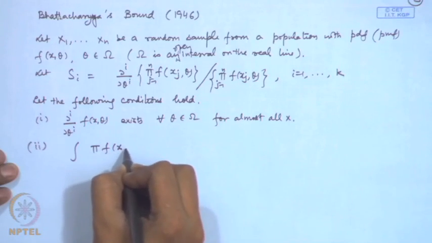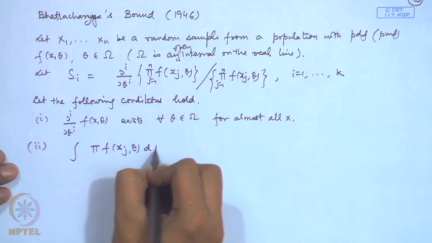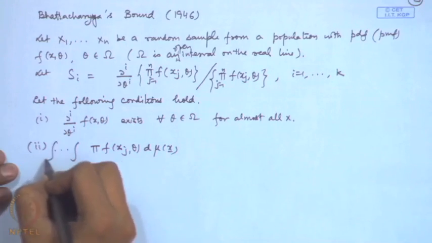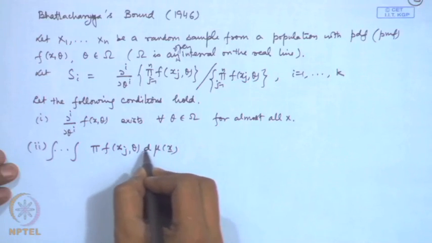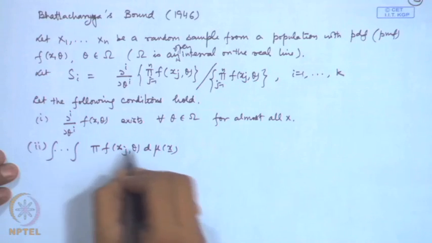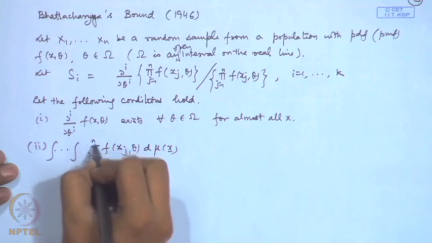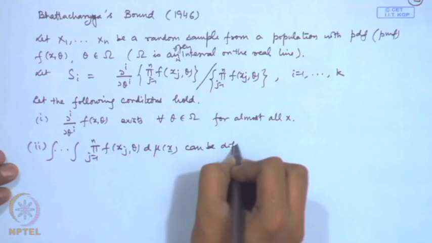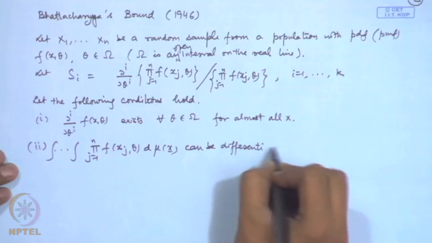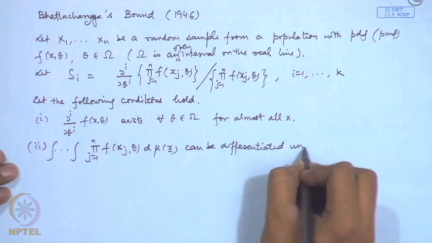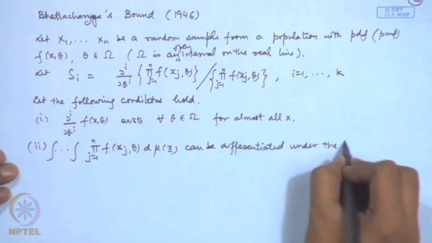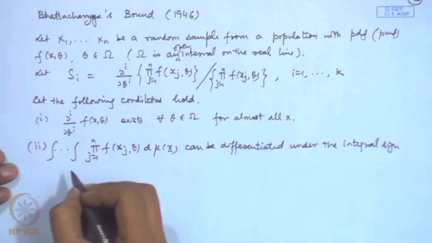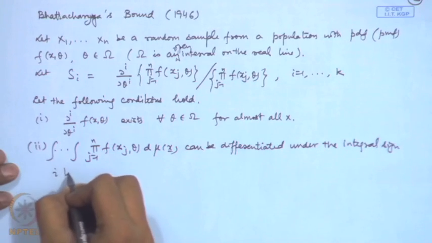The density function, once again I am writing this as a multifold integral, and this is a generalized integral, that means it takes care of the discrete case also. In that case, this will be summation. This can be differentiated under the integral sign at least i times.